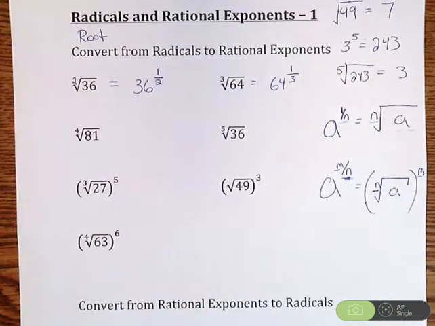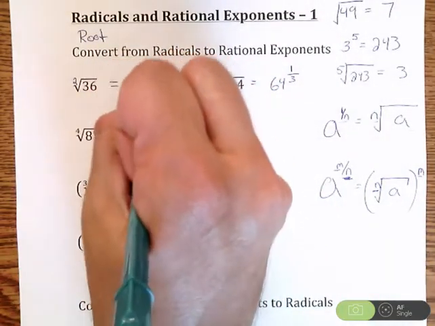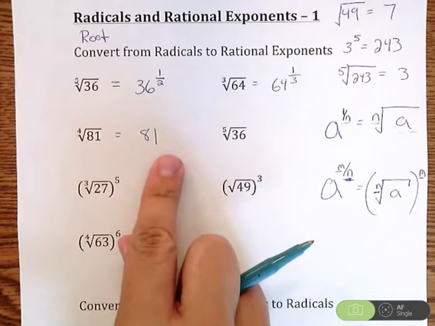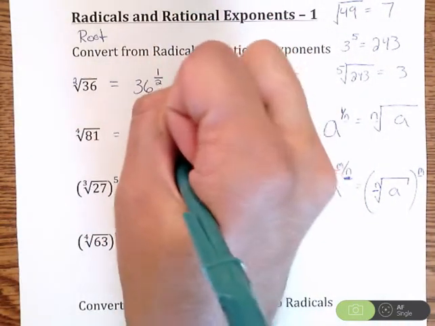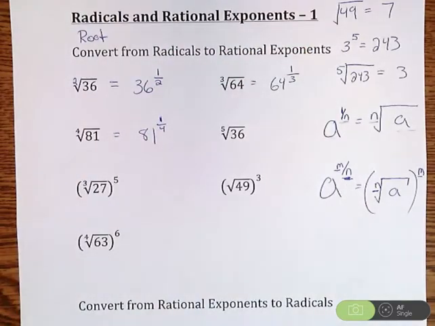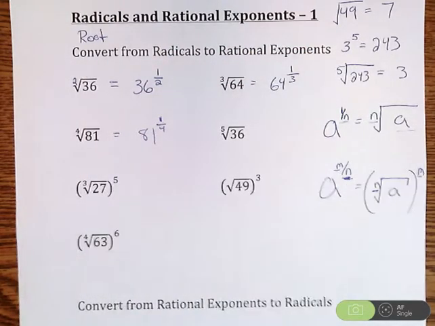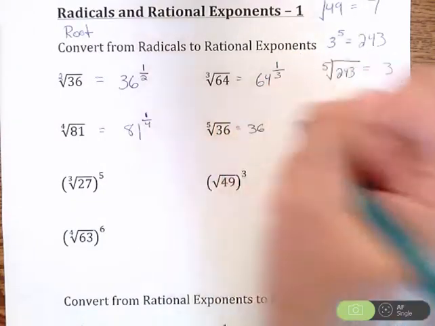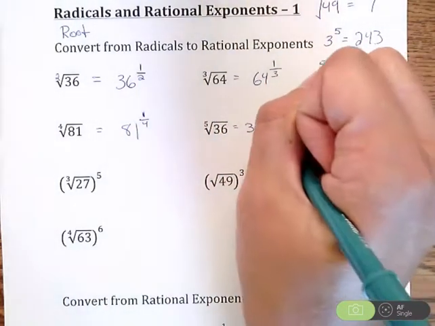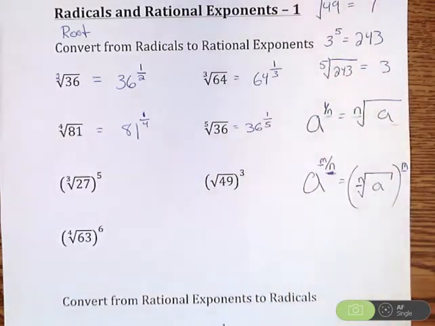A few more examples here to fly through. So my base here on the 4th root of 81, I would get 81. Since the 4th root, I'm going to have the 4th power. The numerator, or the top, is going to be 1. Next to it, the 5th root of 36, going to have a 36. In the exponent, I'm going to have 1/5.